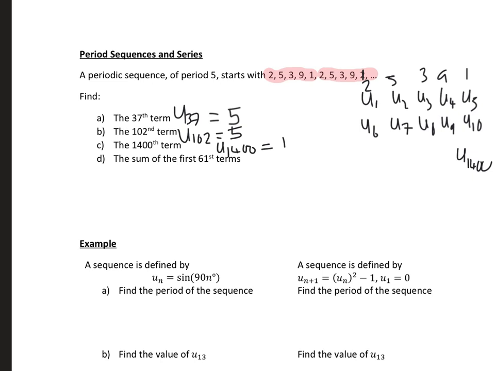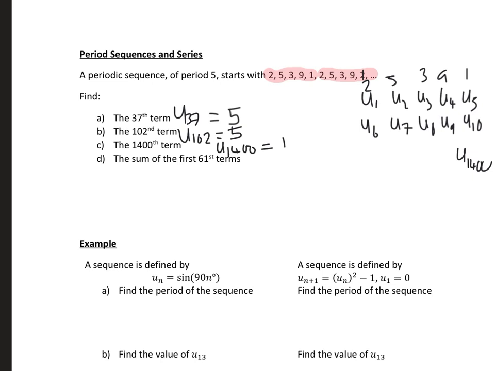Yeah, so this is all to do with finding out what's the remainder when I think of it in terms of 5. So if the remainder was 1, it will be in the first column, so 2. If the remainder was 2, it will be in the second column, 3, third column, 4, fourth column, and if there's no remainder, so if it is a multiple of 5, it will be in that last column there.